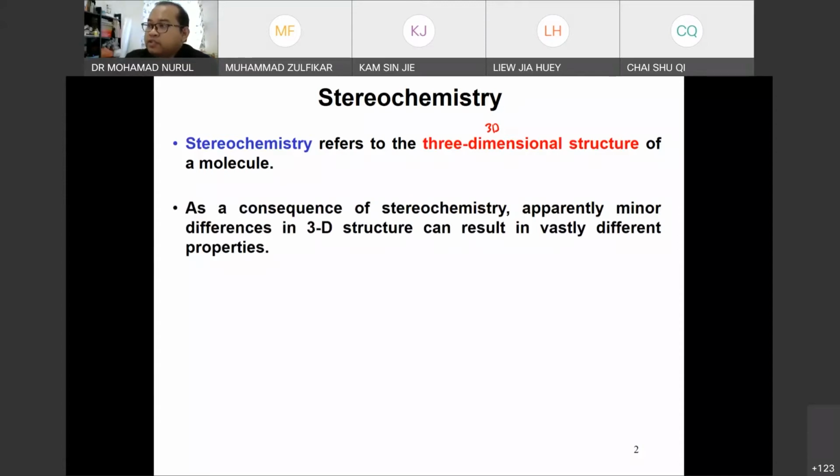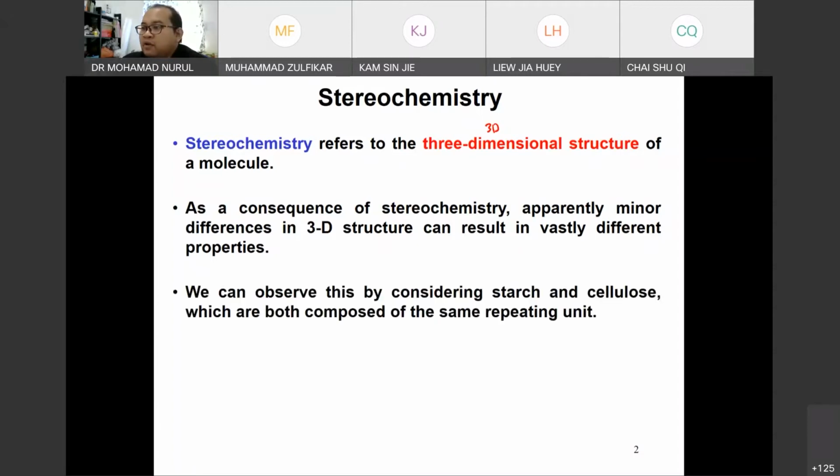As a consequence of stereochemistry, apparently minor differences in 3D structures can result in vastly different properties. It will give different properties, especially if you're playing around with drugs. Different 3D orientations of the drugs will give different effects. Some of the drugs will give you good effects, some not. Instead of treating, it can be a poison.